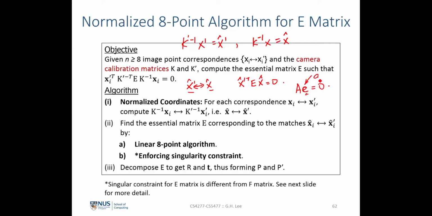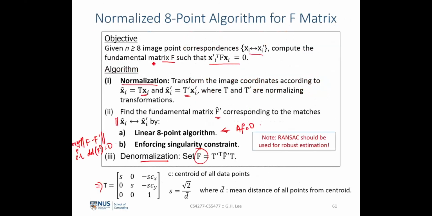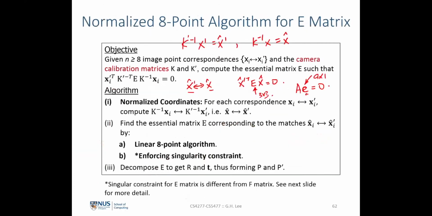This is a 9 by 1 vector that is reshaped from the 3 by 3 essential matrix over here. Notice that in this particular case, since we have already normalized the image coordinates with the camera intrinsic values, there's no need to do the normalization step that we need in the algorithm to compute the fundamental matrix. The reason is that all the camera normalized image coordinates are now scaled to a unit scale from the camera matrix.